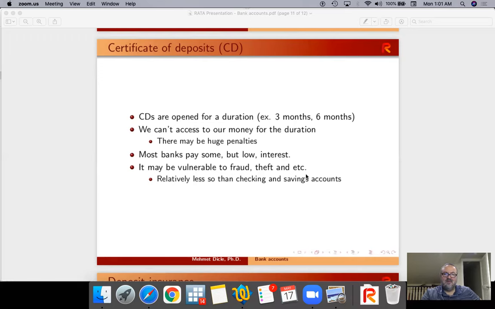It still may be vulnerable to fraud and theft, but since the money is locked up, even you can't touch the money a lot of the times. But you still have to be very careful because, if your identity is stolen and you're a victim of fraud or theft, the people who actually steal your identity won't care how much penalty they pay with your money.